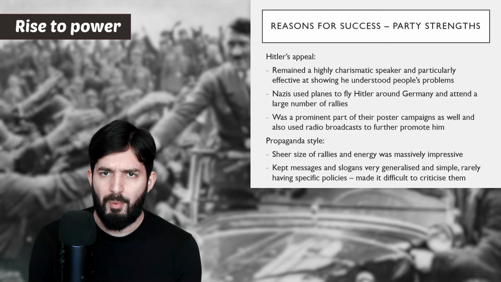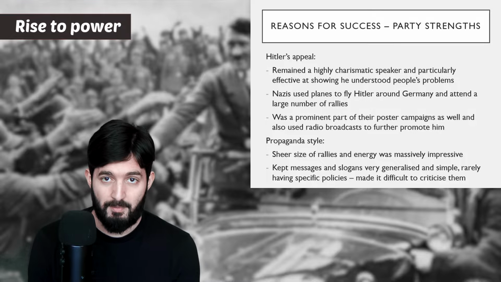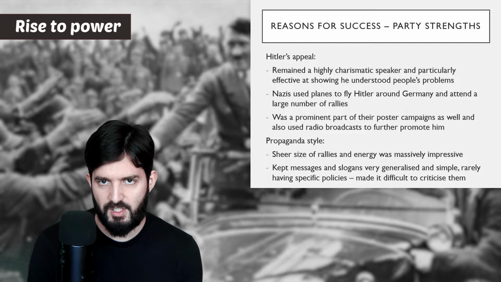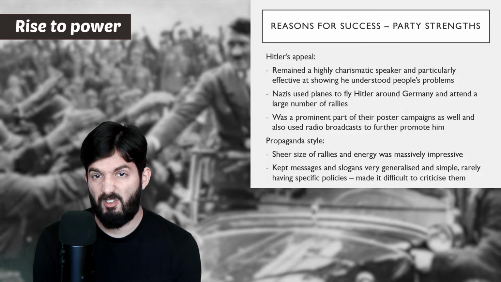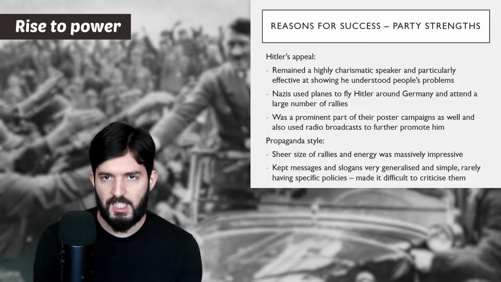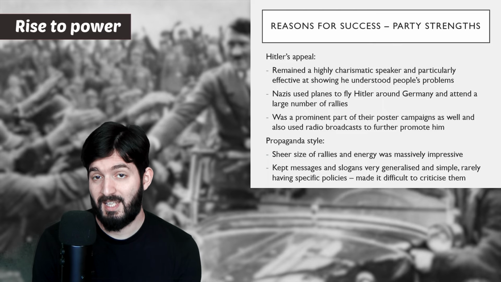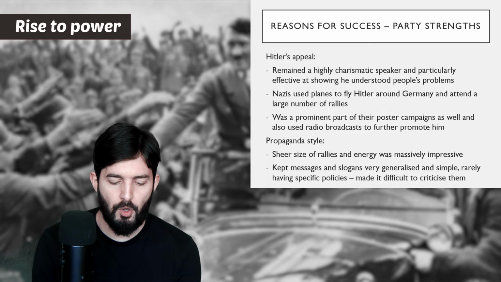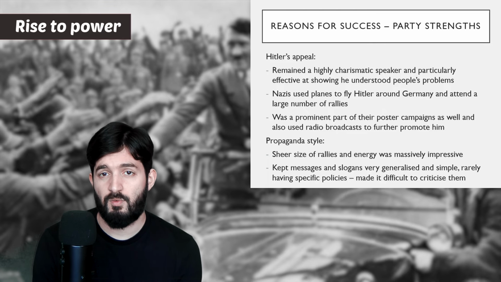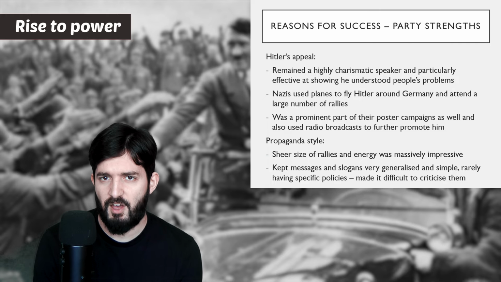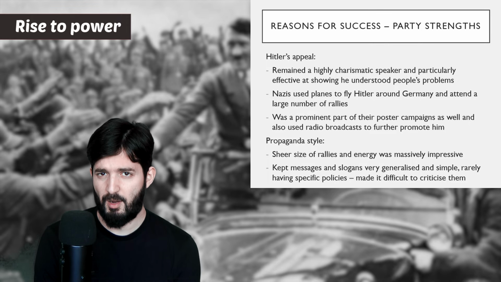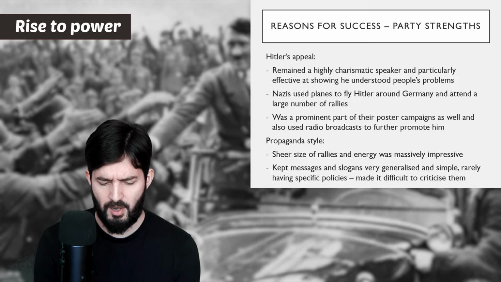Additionally, the style of propaganda, again, we mentioned previously that Goebbels perfects this over the course of his years in Berlin, is just very, very effective. So you first of all have the sheer size of the rallies that Hitler is attending and having people attend. So the energy of the rallies, the scale of them just looks very, very impressive, and therefore gives the impression of a person who's very popular, and therefore that gets more popularity.